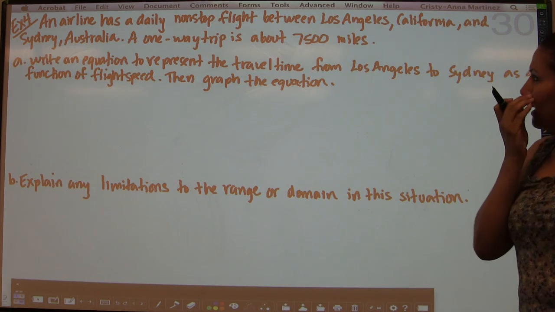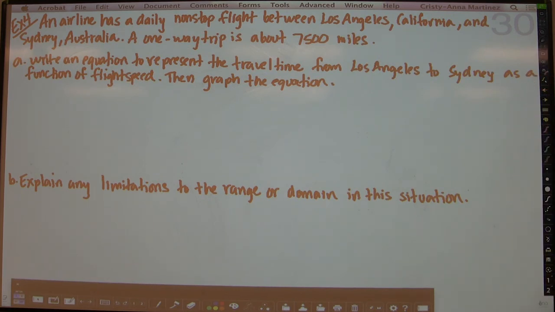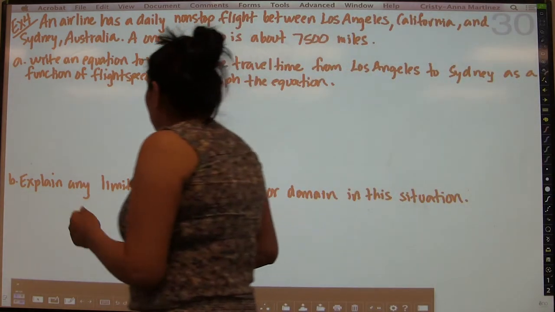And it says an airline has a daily non-stop flight between Los Angeles, California and Sydney, Australia. A one-way trip is about 7,500 miles. In part A, it says write an equation that represents the travel time from Los Angeles to Sydney as a function of flight speed. Then I want us to graph the equation. Now again, in the interest of time, I'm not going to graph the equation, but I am going to give you the equation, or help you come up with the equation.